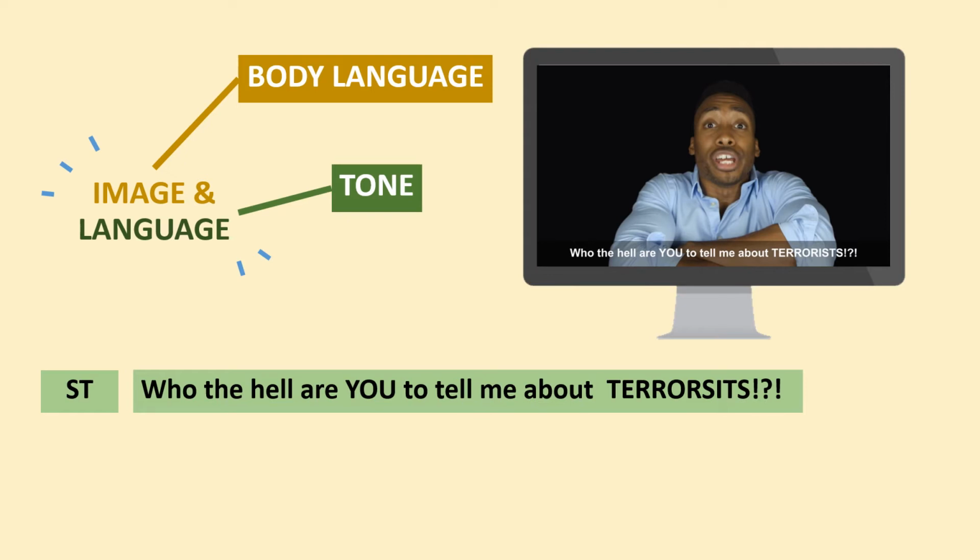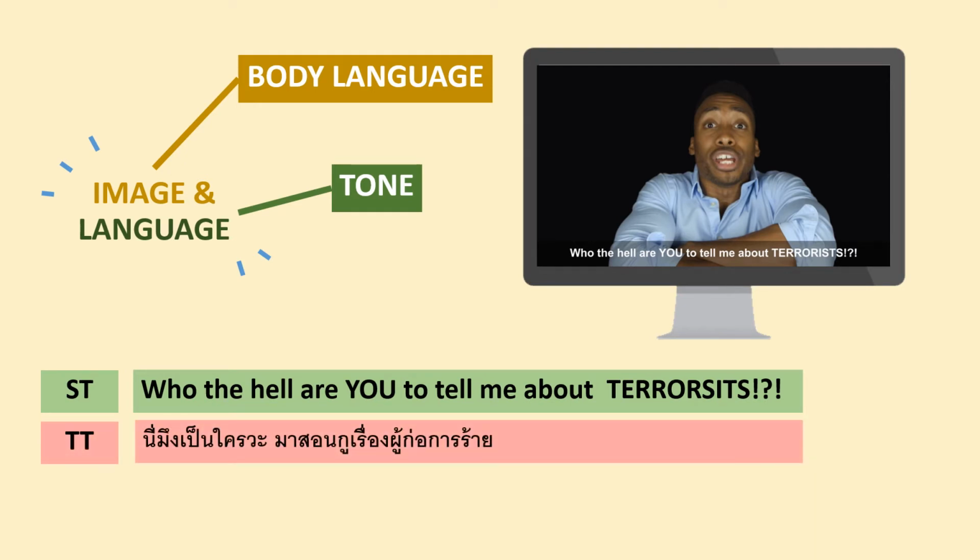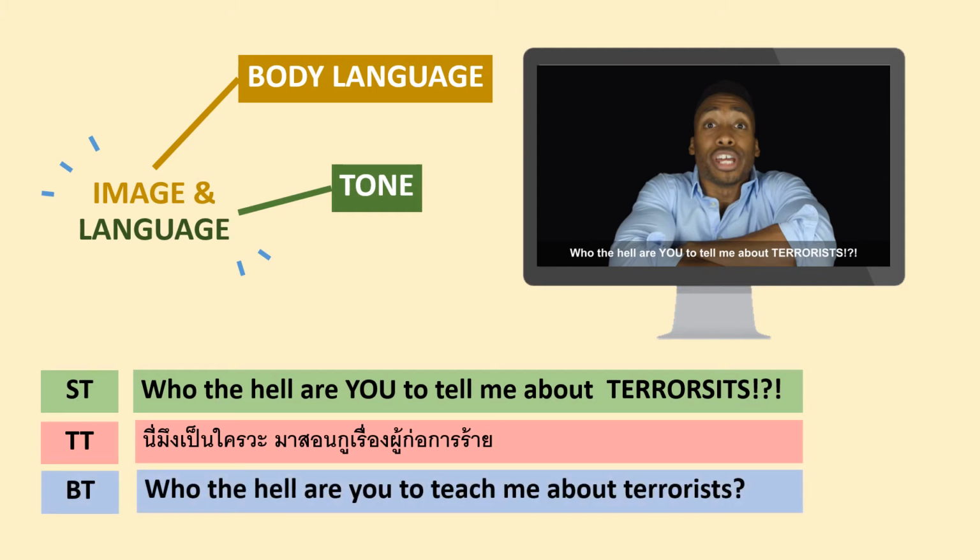For me, as my mother tongue language is Thai, I think I would translate this sentence into Thai as นี่มึงเป็นใครวะมาสอนกูเรื่องผู้ก่อการร้ายเนี่ย, which can be back translated as, Who the hell are you to teach me about terrorists? See, the tone of the sentence and the feeling of the speaker are still shown in the target language with the use of strong words like impolite pronouns.